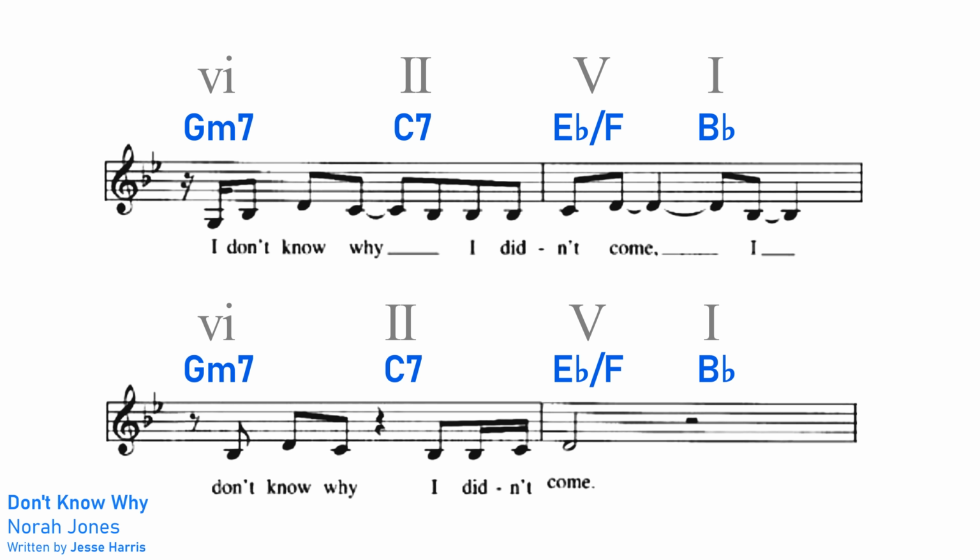Another example of this 4 over 5 chord is Don't Know Why by Norah Jones. This time we're in the key of B flat, so the 4 chord would be E flat, the 5 is F, so we have E flat over F, and this is once again resolving us back to the 1 chord in that really lush, satisfying way.